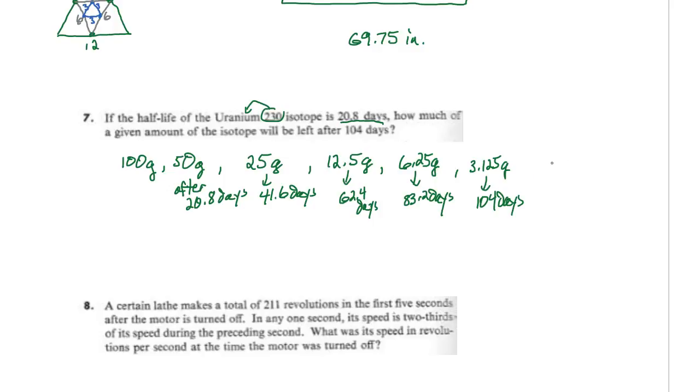The question says, how much of a given amount of isotope will be left after 104 days? Well, there are 3.125 grams left if it started with 100 grams. What fractional amount of the original is that? So let's go 3.125 divided by 100 to see what that makes. As a decimal, that's 0.03125, but we can convert that to a common fraction. Using the fraction conversion key on the calculator, that's 1/32.